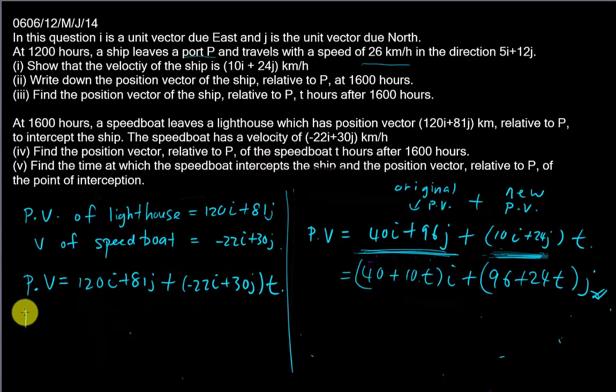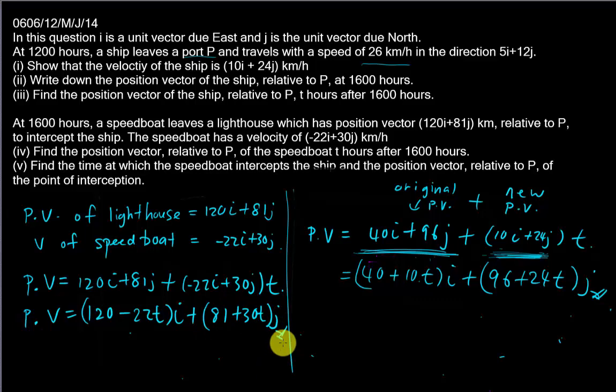I will do the same thing. I will join i and i together, so this is 120 minus, not plus, 22t i, plus 81j, so plus 30t j. This one will be the position vector for the speedboat, and the other one will be the position vector for the ship. Just don't confuse them: this one is for the ship and this one is for the speedboat.